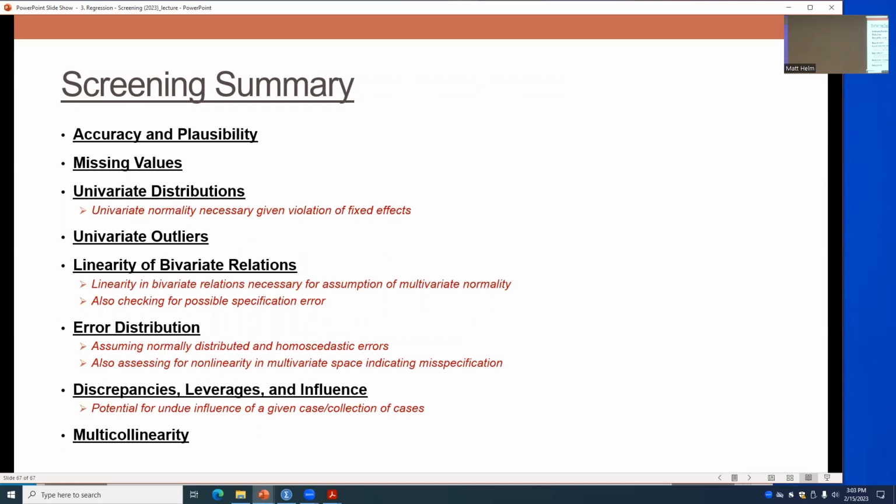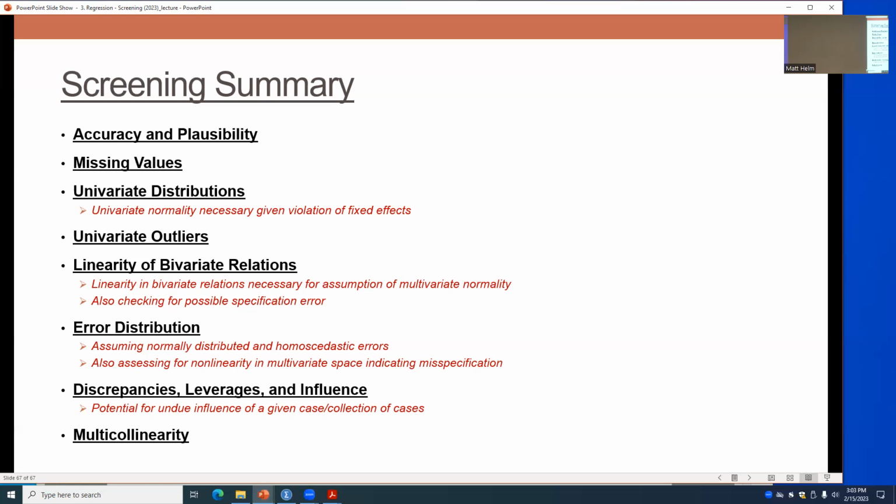It's that because we violate that fixed effects assumption and are running random variables in there. With that violation, now we need to make sure that our data are multivariate normal. Otherwise, things start to go out the window. Okay. Univariate outliers or extreme values, that's fine.